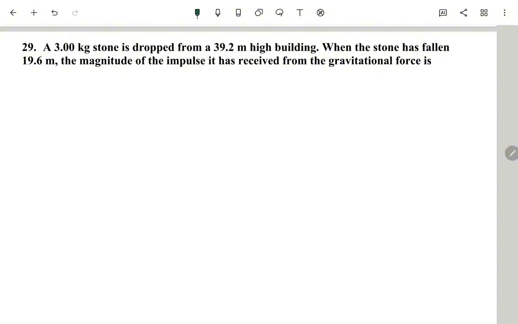A 3-kilogram stone is dropped from a 39.2 meter high building. When the stone has fallen 19.6 meters, the magnitude of the impulse it has received from the gravitational force will be. Now, when we drop an object 39.2 meters, in this case here, and this is a 3-kilogram object, when this stone has fallen 19.6 meters, the magnitude of the impulse will be.